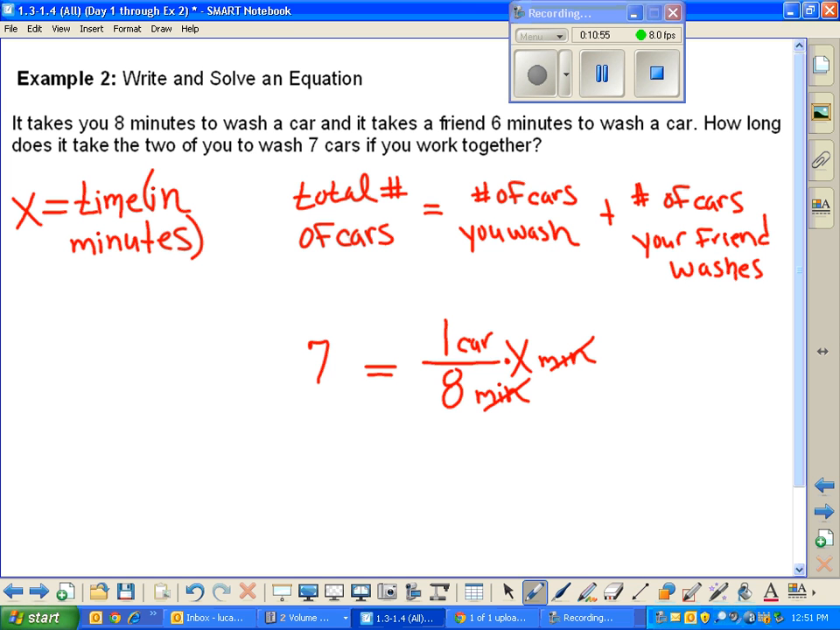Okay, so let's see who can repeat what I just did. Bring down your plus. Who can write a variable expression to model the number of cars your friend washes? Yeah. So, do you mean this? Careful how you say it. Do you mean that? 1/6 x. Yeah.